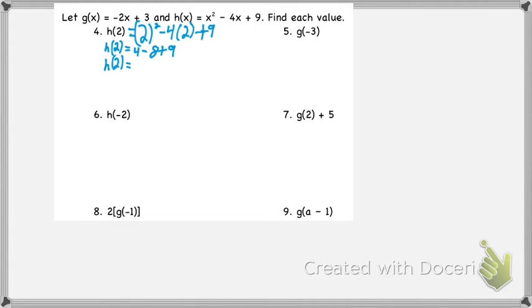equals 4 minus 8 plus 9. What would we do there first? 4 minus 8 or 8 plus 9? 4 minus 8 first because it's left to right. Okay, what is 4 minus 8? Negative 4 plus 9. So h of 2 equals 5.